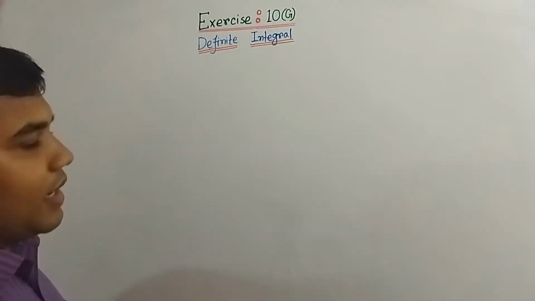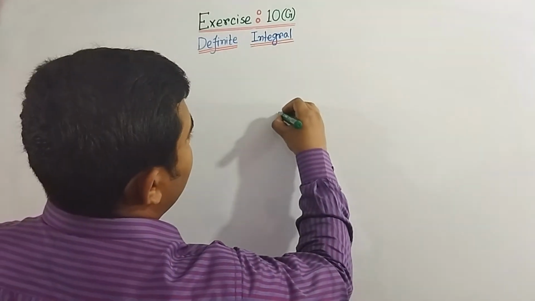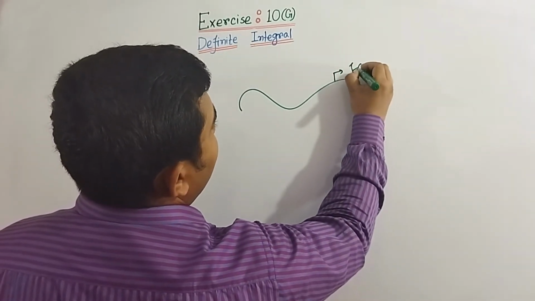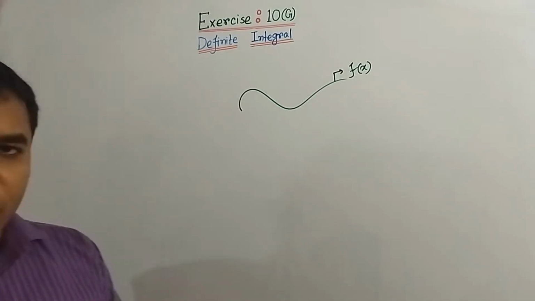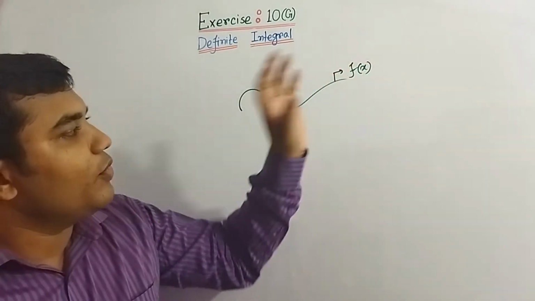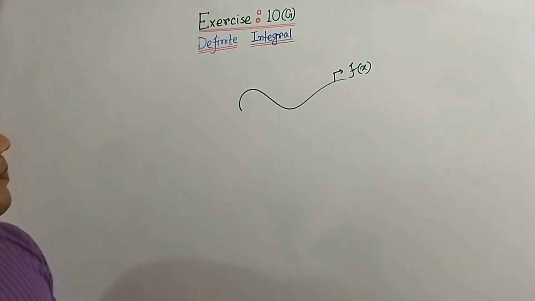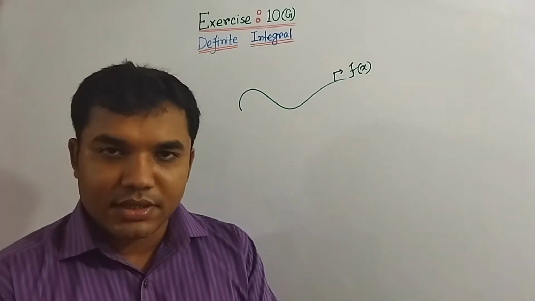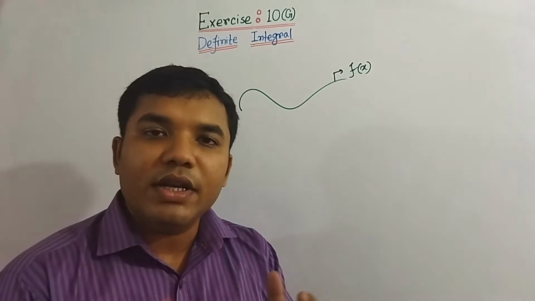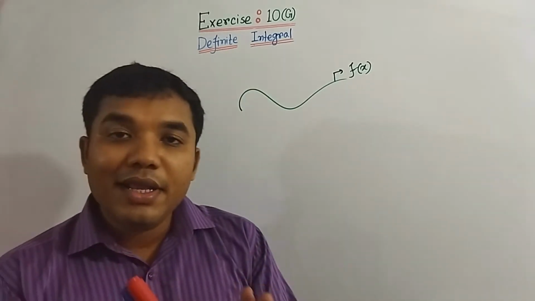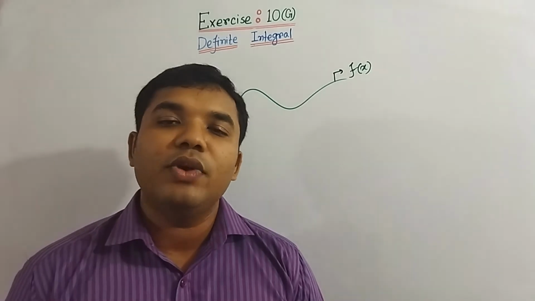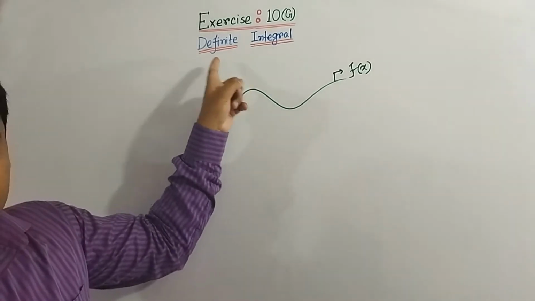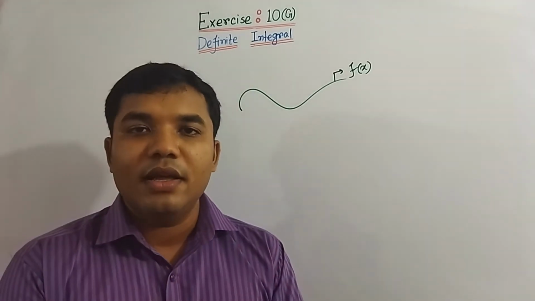To understand the definite integral, we'll first draw a curve. Say for example, that is the curve, and this is the curve of f of x. Okay. So if we are trying to find the area in between some limits, that is the definite integral. What is it? In the case of plain integration, we were just finding some area, but here it is definite. That means we'll find the area with the limits.